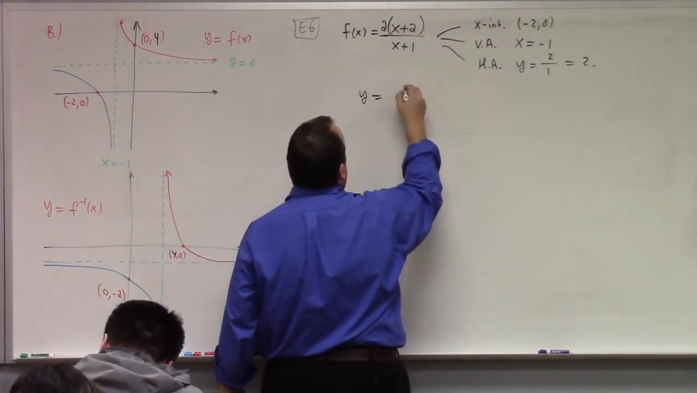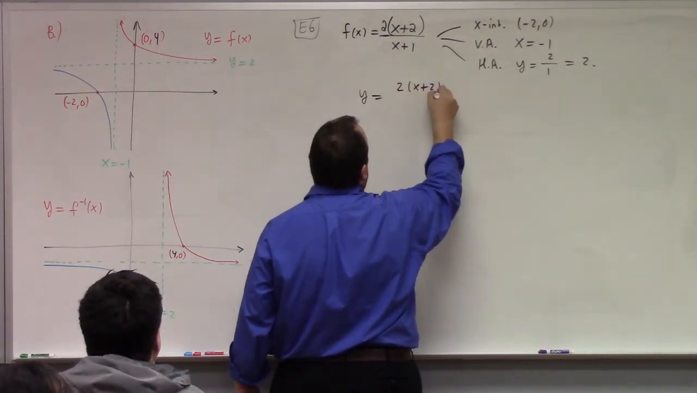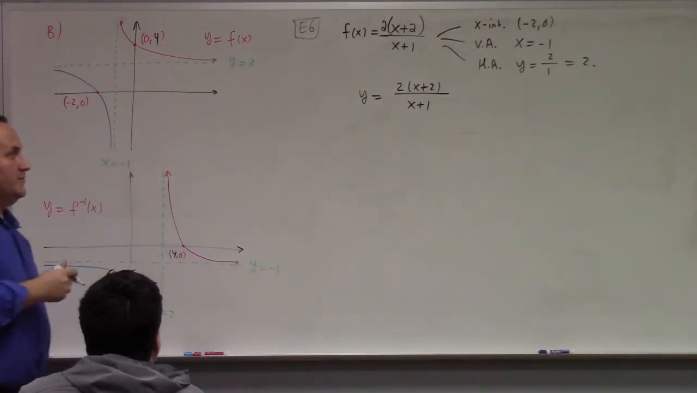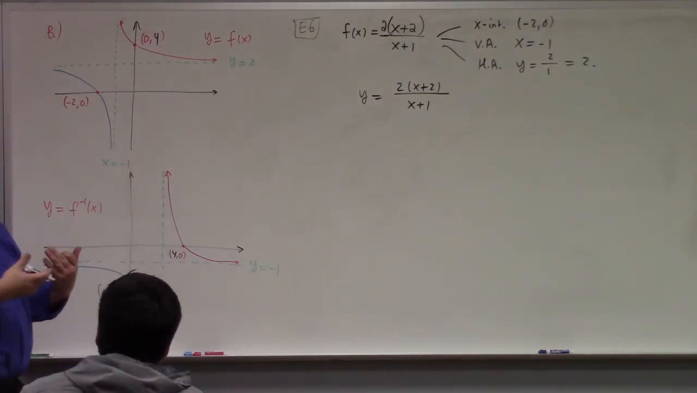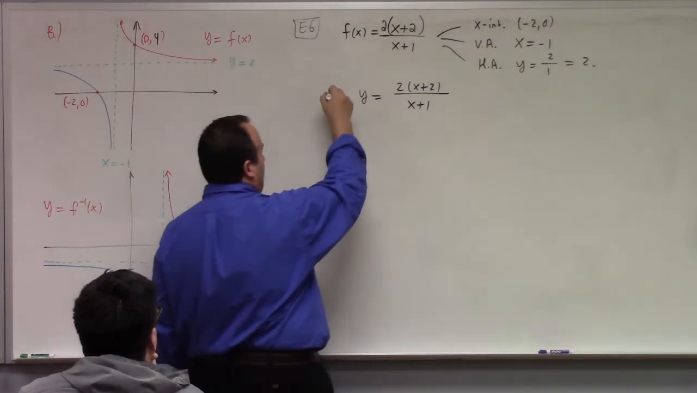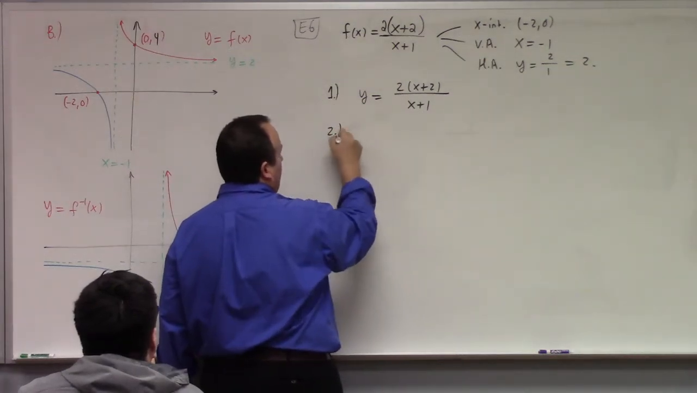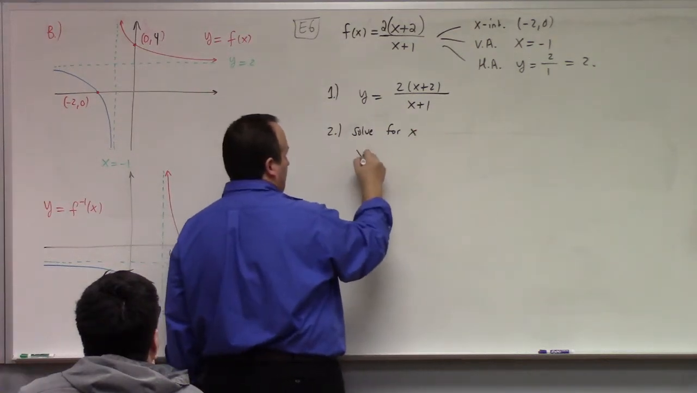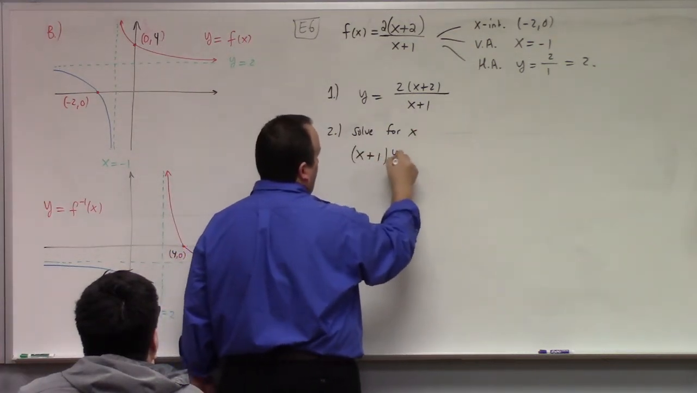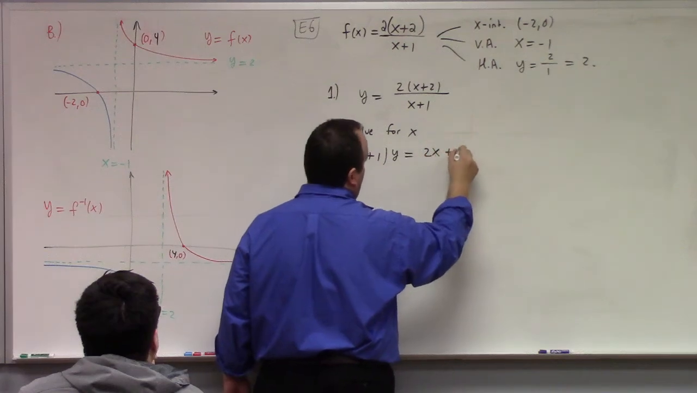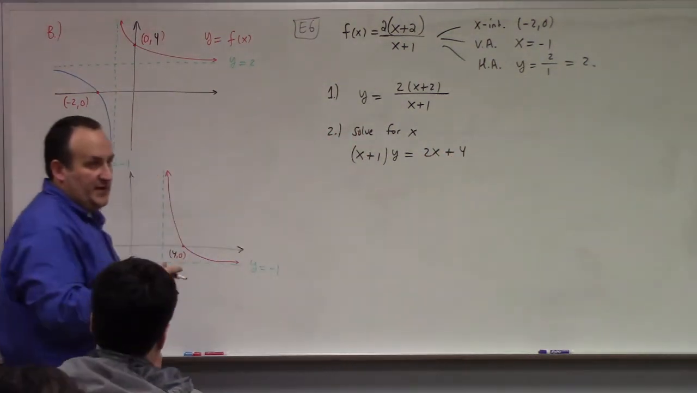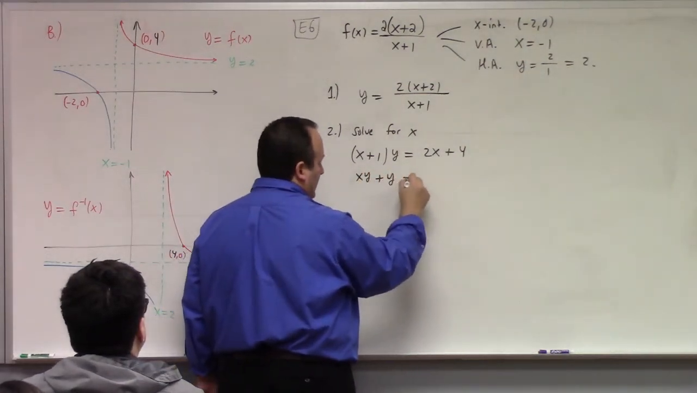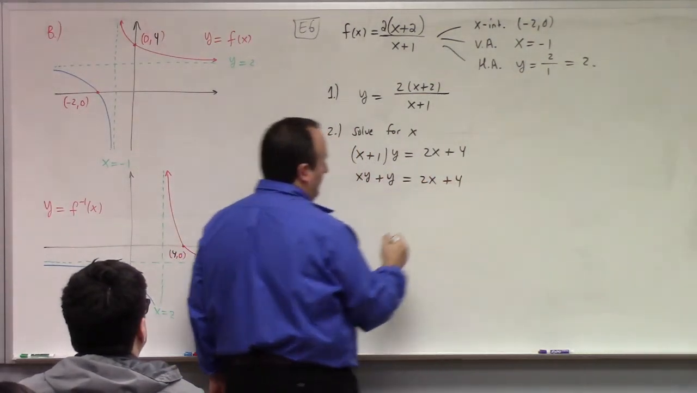y equals 2 times x plus 2 over x plus 1. We're trying to find the formula using algebra now, okay? So we write y equals, that's step number 1. Step number 2, solve for x. So we've got x plus 1 times y is equal to 2x plus 4. Isolate your x's. Well, first of all, multiply this out. We've got xy plus y equals 2x plus 4.